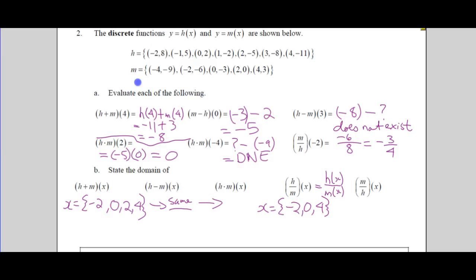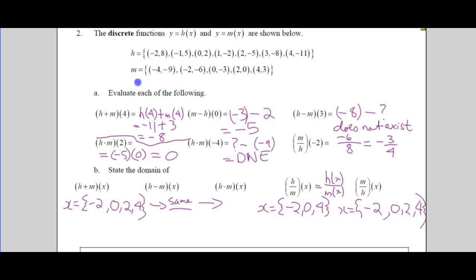Say it louder. m of h of x. So h of x can't be 0, so x can't be, nothing h can't be. There is no output of 0. So h of x just can't be 0 no matter what. So what's our domain? Come on, put your brain in gear. The same as all the other ones: -2, 0, 2, and 4.